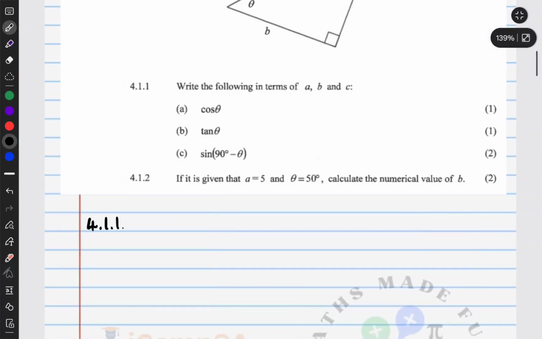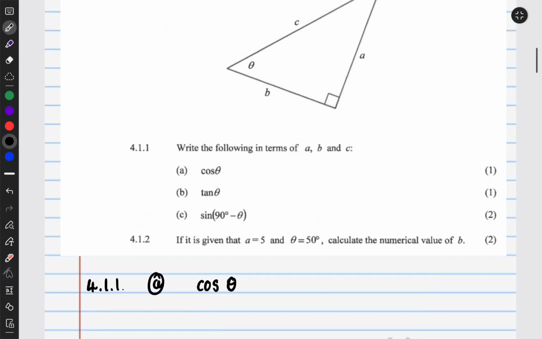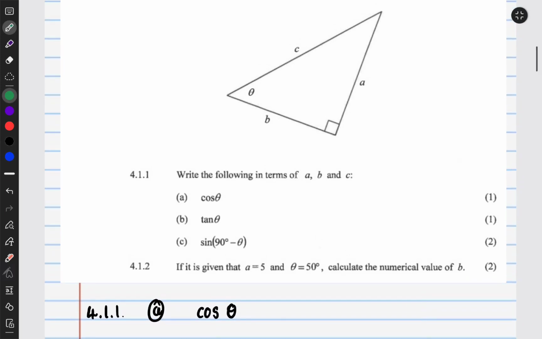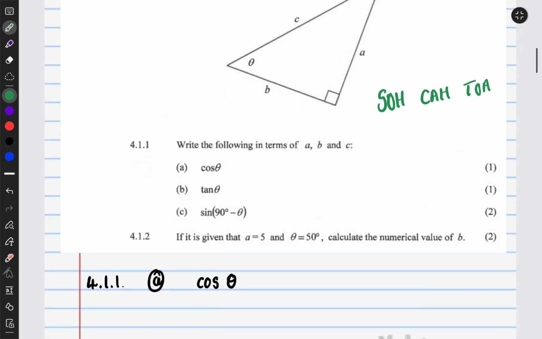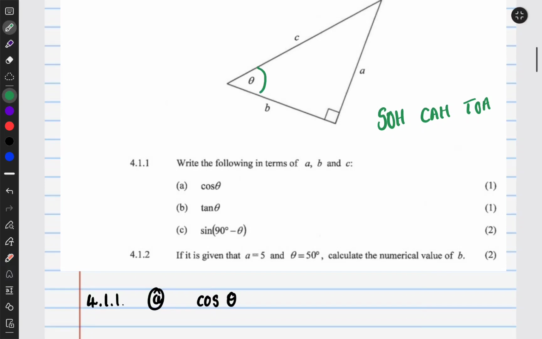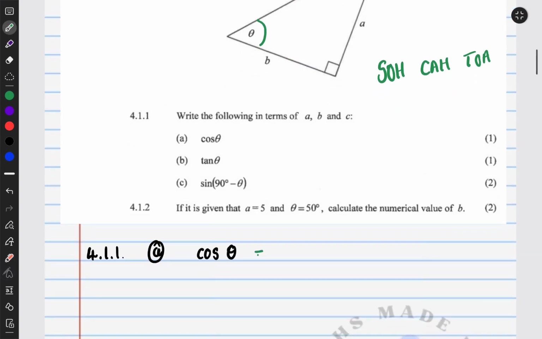4.1.1, A. For A we have to determine cos theta. What is the ratio of cos theta? Whenever you are doing trigonometry, just remember your mnemonic of SOHCAHTOA. So we know that cos is adjacent over hypotenuse, and here is our theta. The side next to theta is B. The hypotenuse is C. So cos theta is equal to B over C.